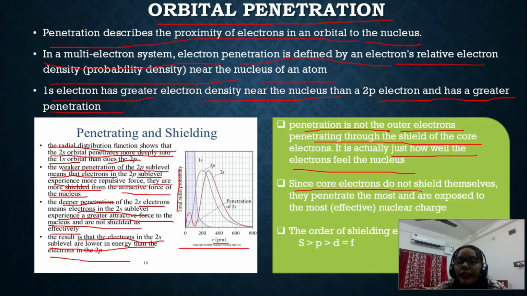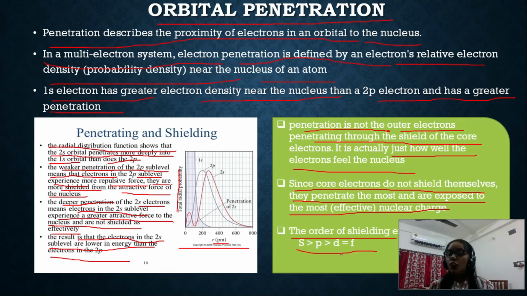Since core electrons do not shield themselves, they penetrate the most and are exposed to the most nuclear charge. Exactly, the inner orbital electrons are interacting with the nucleus more. That is why their penetration will be higher. The order of the shielding effect as well as the order of the orbital penetration effect is the same: s orbital greater than p orbital greater than d orbital, with d and f approximately similar. So this is all about the orbital penetration effect.